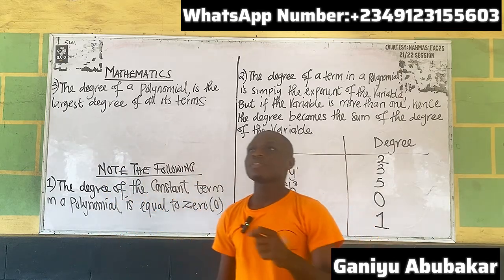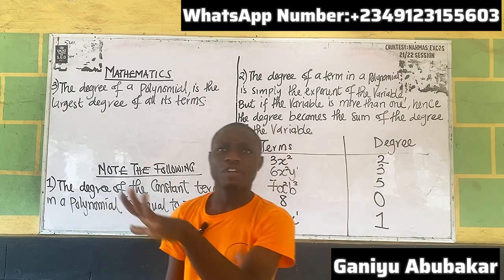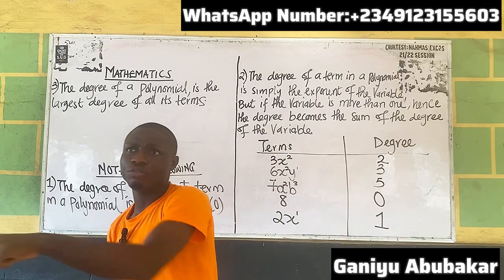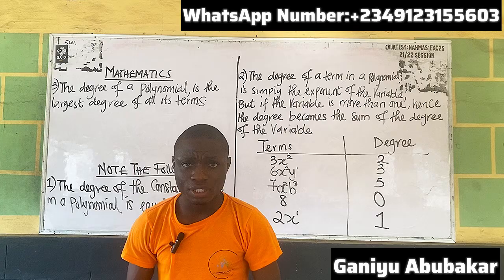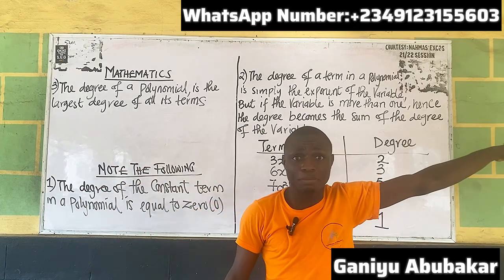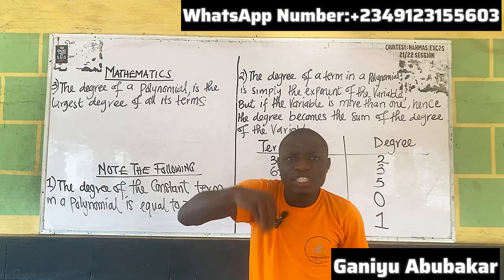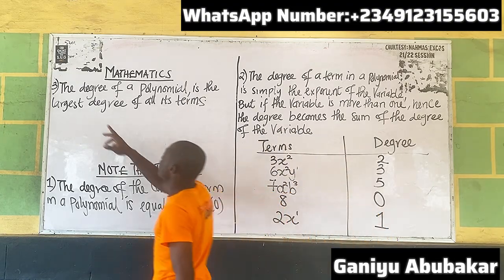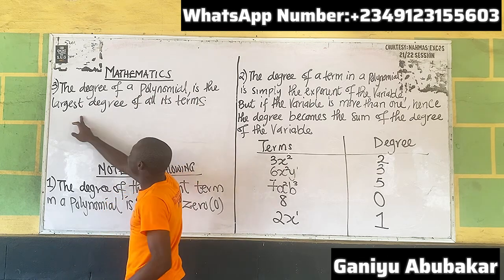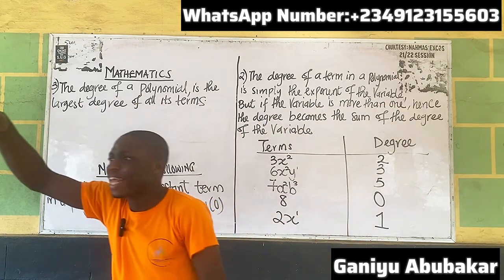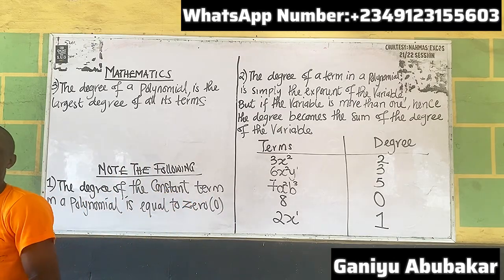Now listen. There's a difference between degree of a term and degree of a polynomial. For the degree of a term, you're just dealing with one term. For the degree of a polynomial, they'll give you more than one term. If they ask you what the degree of the polynomial is, what do you do? It's easy. The degree of the polynomial is the largest degree of all its terms. You check which one has the highest degree. That one that has the highest degree becomes the degree of that polynomial.